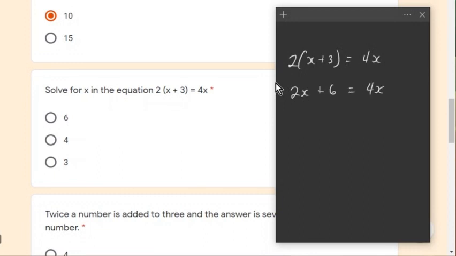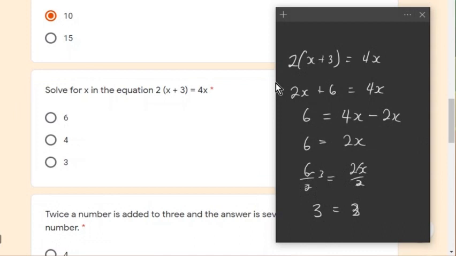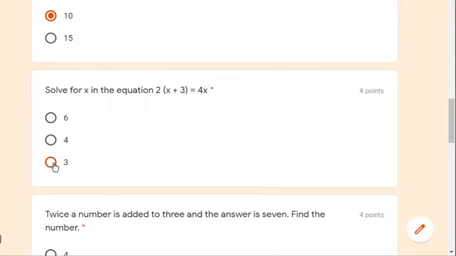Then I'll put the x's on one side. So I'll leave the 6 here, and then I'll have 4x minus 2x. So I have 6 is equal to 2x. And then I'll divide both sides by 2, and I'll get my x to be equal to 3. Okay, so the answer is 3.